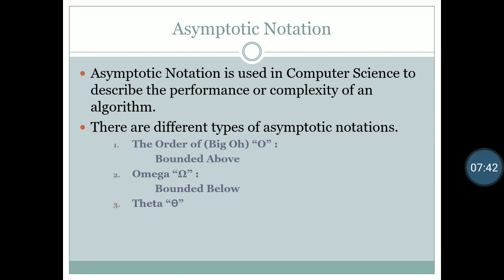Next is asymptotic notation. Asymptotic notation is used in computer science to describe the performance or complexity of an algorithm. Basically, there will be different symbols. First one is big O, a capital O type symbol. Second one is omega, and third one is theta. Bounded above means big O, bounded below means omega, and third is theta.